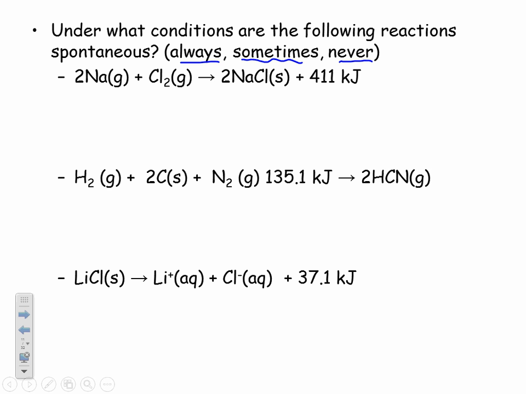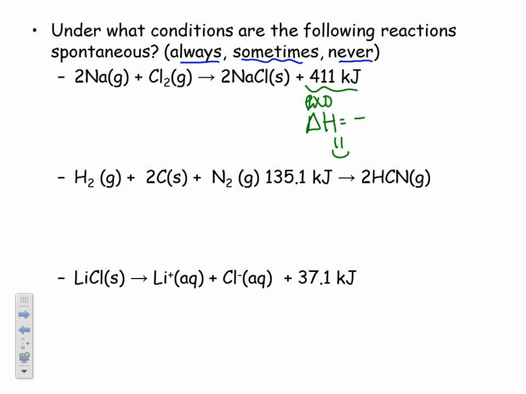And the way we're going to do that is to look to see where the heat is being listed. Here we can see that the heat is being listed as a product, which means that this is an exothermic reaction. Heat is going out. The sign for enthalpy when heat goes out is negative, and the universe likes that. That's a favorable condition to the universe.